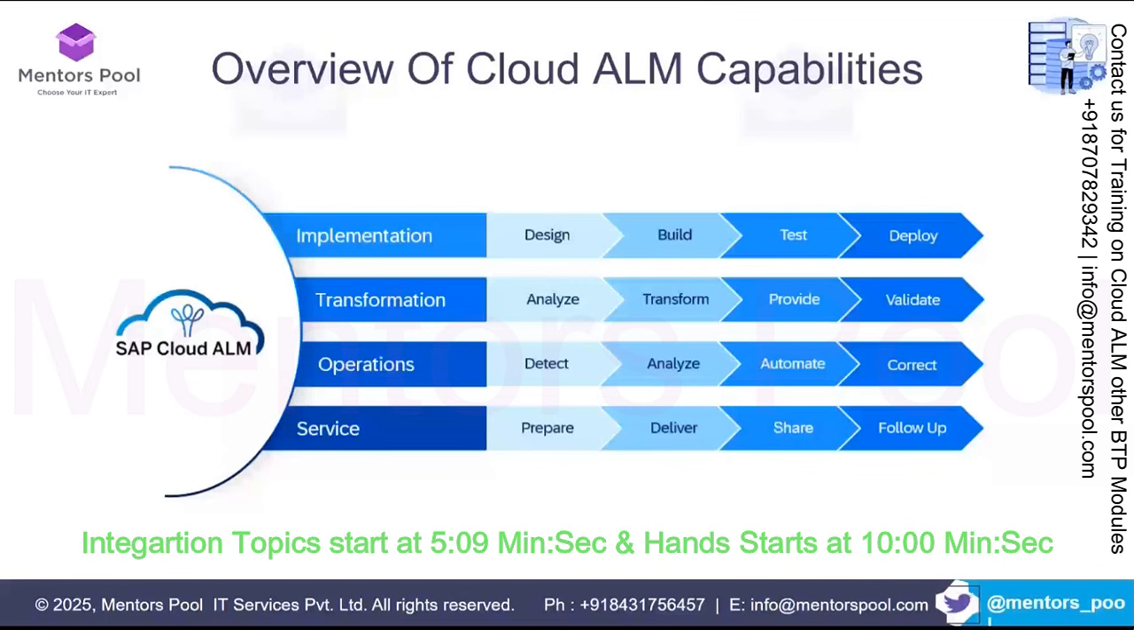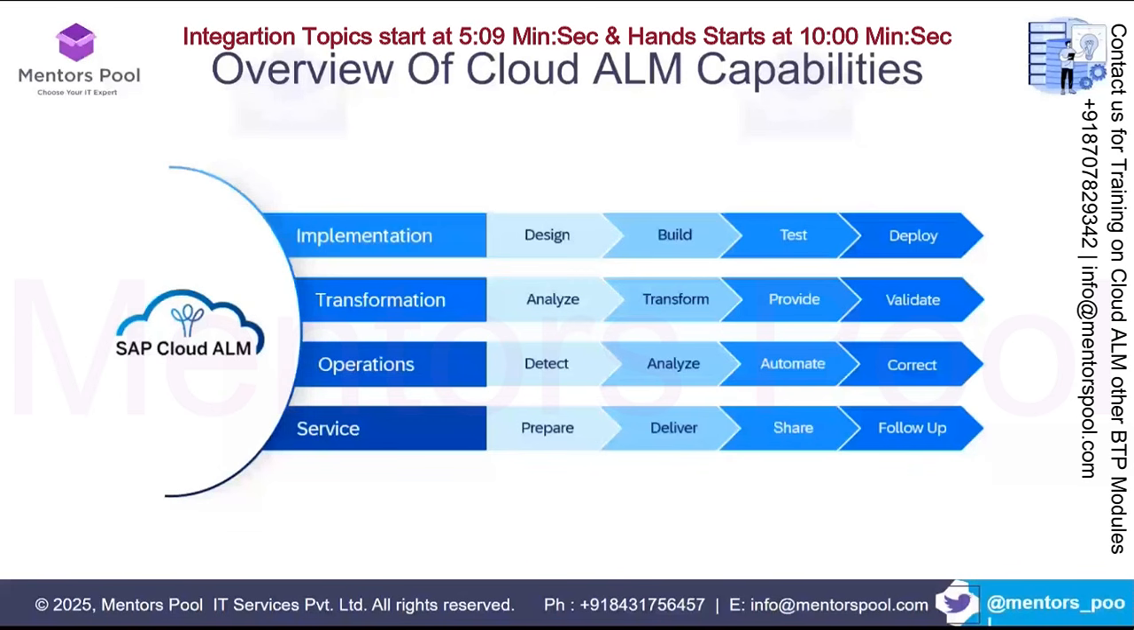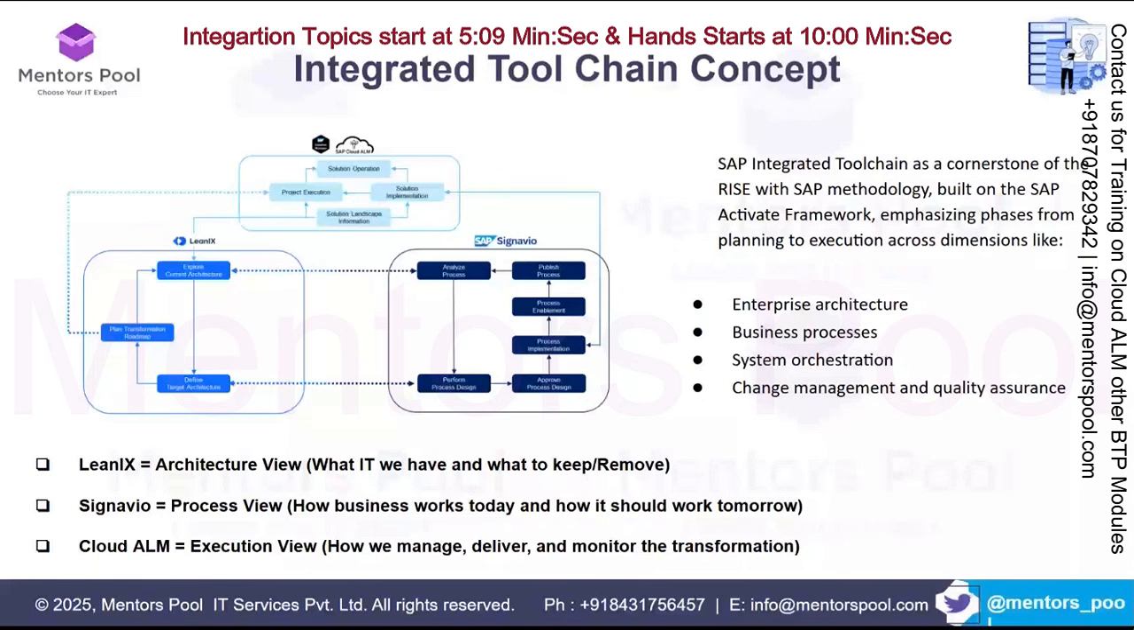So the service is one of the capabilities provided via Cloud ALM to raise CQC check reports, EW reports, and all that. So yeah, these are the different capabilities. The first topic we are going to discuss is the integrated toolchain concept. Before discussing exactly what it is, we'll first discuss why we need it.